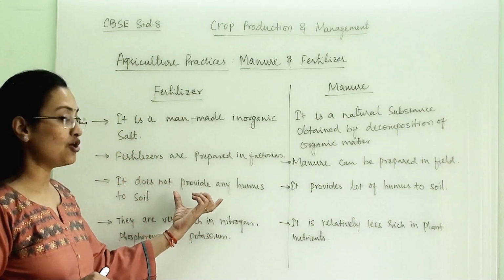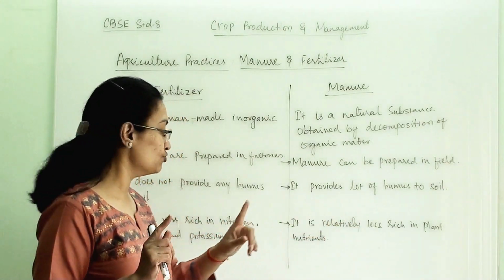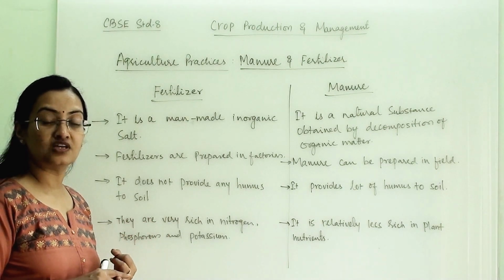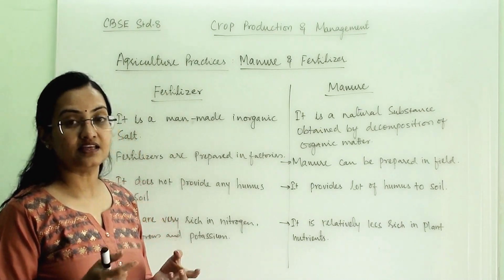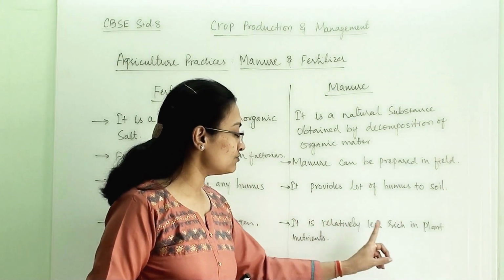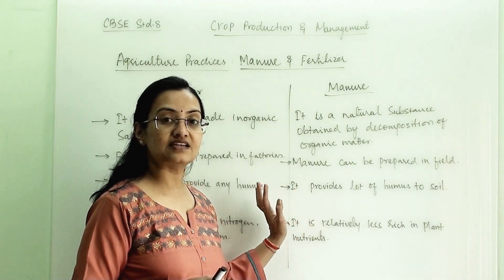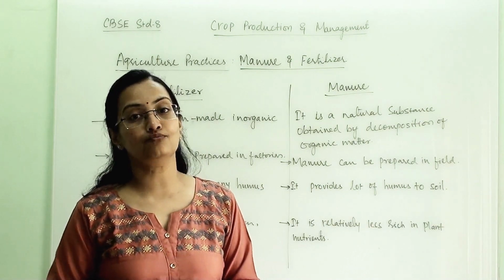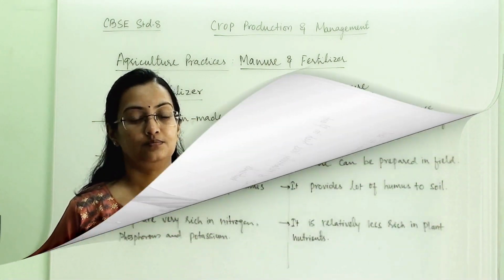Now, fertilizer will not provide any kind of humus to the soil, whereas manure will provide a lot of humus to the soil. Fertilizers are very rich in nitrogen, phosphate and potassium. As we know, one of the fertilizers is NPK fertilizer, and it is rich in all these nutrients, whereas manure is relatively less rich in plant nutrients. So this is the basic difference between fertilizer and manure. Now let us understand the basic advantages of manure, how it is beneficial for the soil and how it will change the soil.